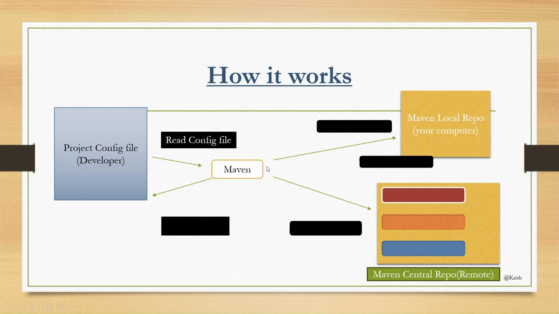So it will go to your local repository and find whether your jar file is there or not in your local repository. If it is there, fine, it will save it for your config file. If it is not there, it goes back to the remote repository, like the Maven central repo. It will go there, collect the jar file and download it for you, and it will save it into your local repo and get back to your file.